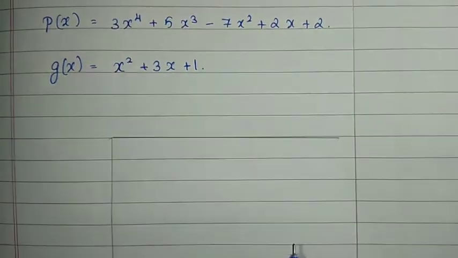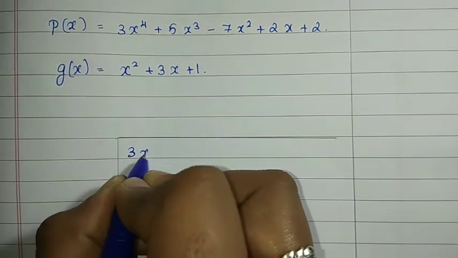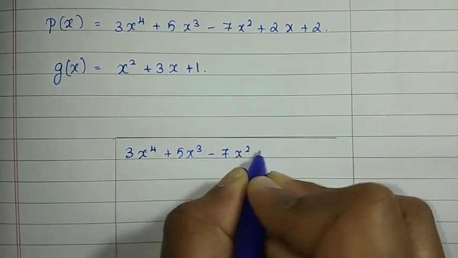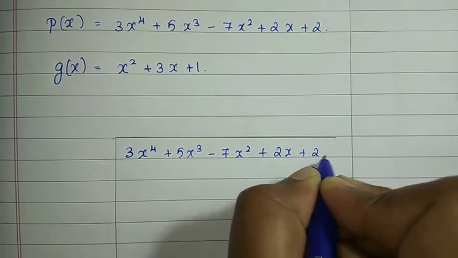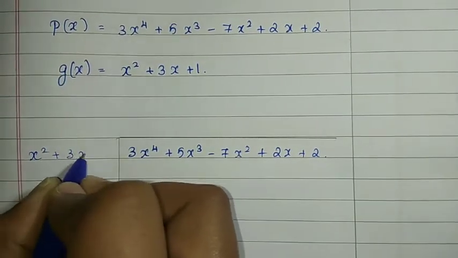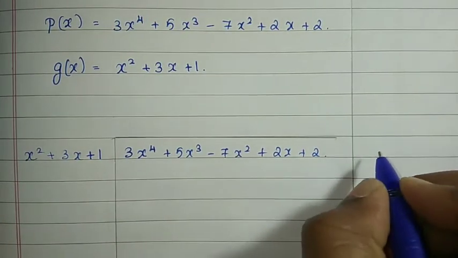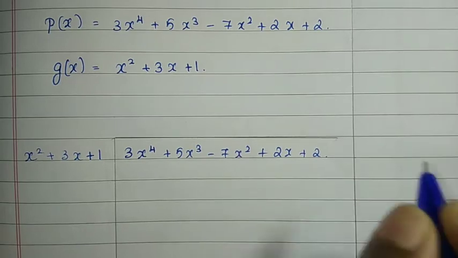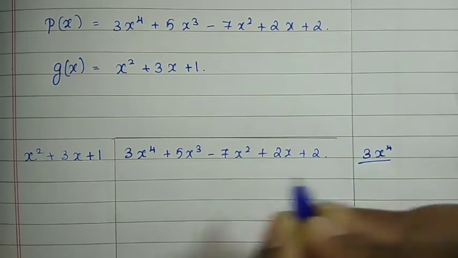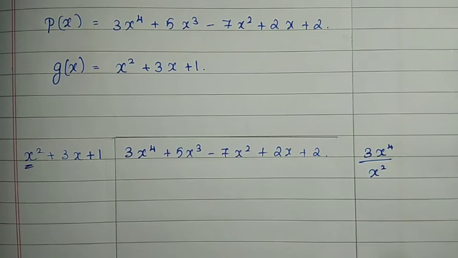So now let's start writing the dividend and divisor. What is my dividend? 3x power 4 plus 5x cube minus 7x square plus 2x plus 2. And my divisor is x square plus 3x plus 1. For each and every step, write it correspondingly so that it will be easy for you all. So 3x power 4 divided by what is here? x square. Always write it like this, it will be easy for you all.